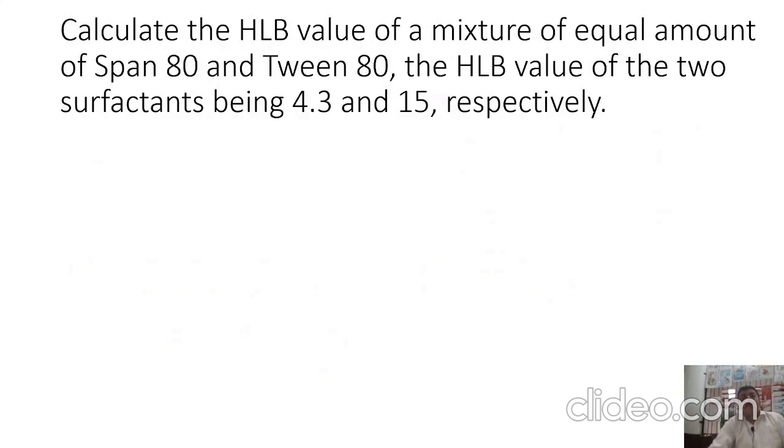So as we discussed earlier, sometimes the question asks about the mixture of two surfactants. What is the HLB value of the mixture? See the numerical: calculate the HLB value of a mixture of equal amounts of Span 80 and Tween 80. Here you have to make a mixture of Span 80 and Tween 80 in equal amounts. They have given the HLB values of the two surfactants separately. HLB of Span 80 is 4.3, HLB of Tween 80 is 15. And they have asked for the HLB value of the mixture.